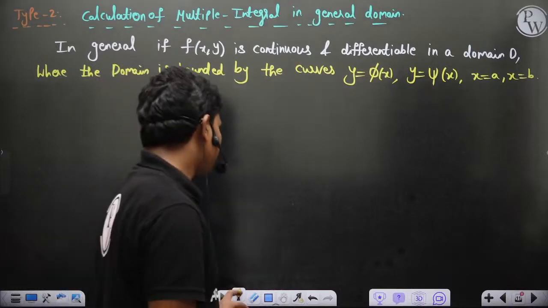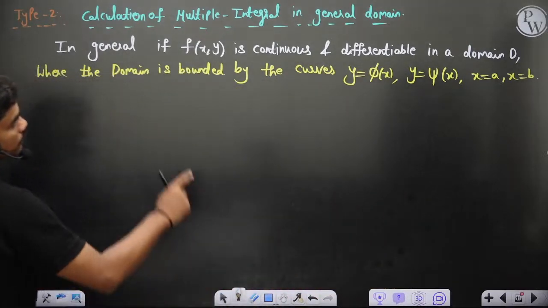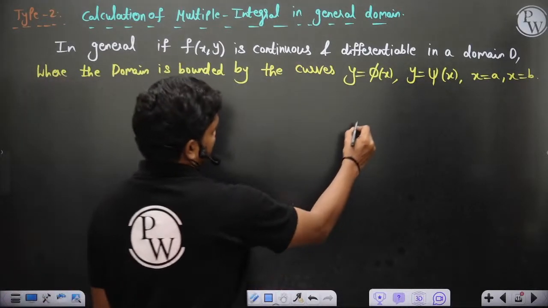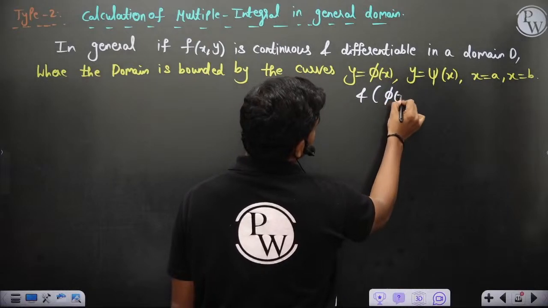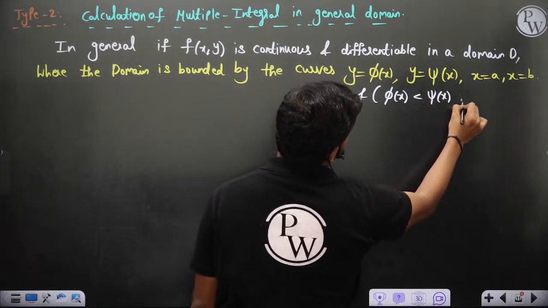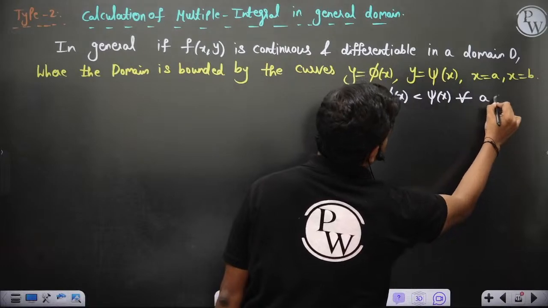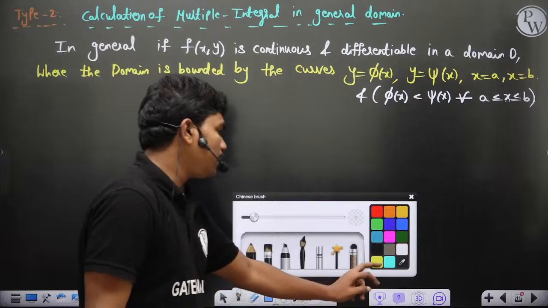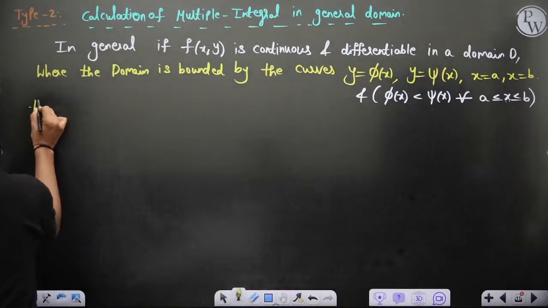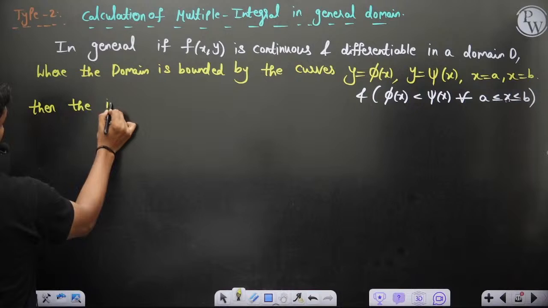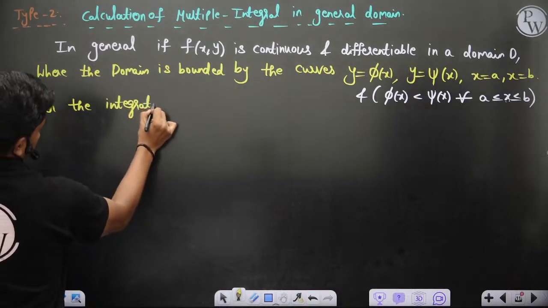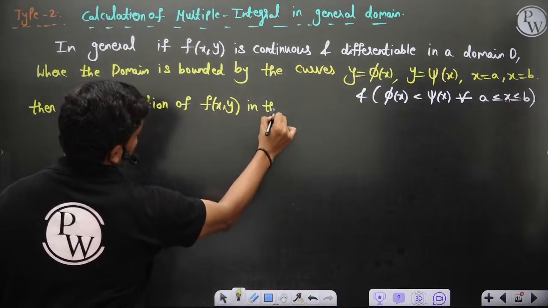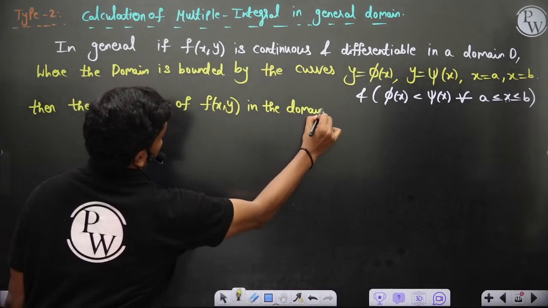So when this domain is bounded, then we can get it as y equal to phi of x to y equal to psi of x, and x is equal to a, x is equal to b, and we can write a condition phi of x less than psi of x, for all a less than or equal to x less than or equal to b. Okay, this is just an assumption. So in such a case, the value I is written as the integration of f of x comma y in the domain.